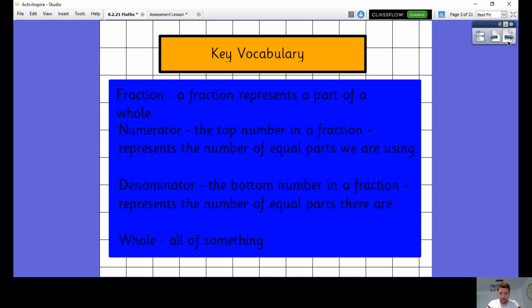So, fraction. A fraction represents a part of a whole. Numerator, the top number in a fraction. Denominator, the bottom number in a fraction. And then whole is all of something.